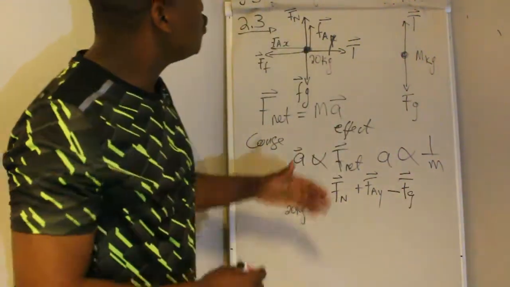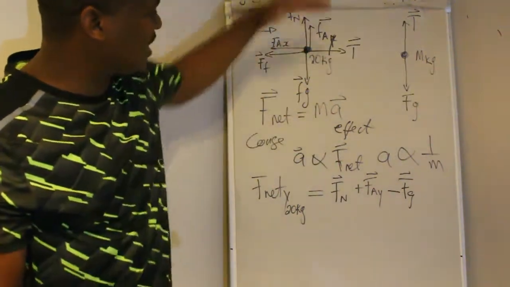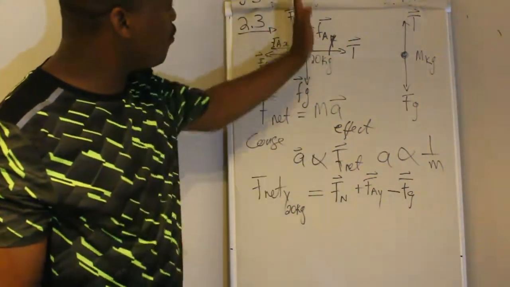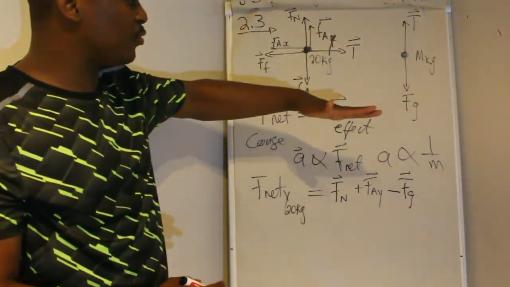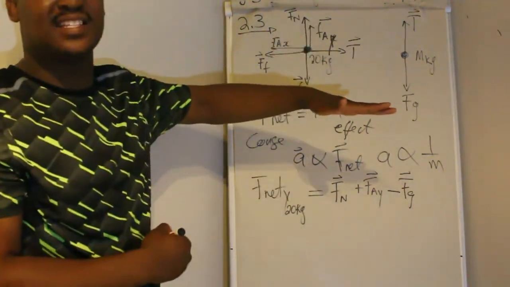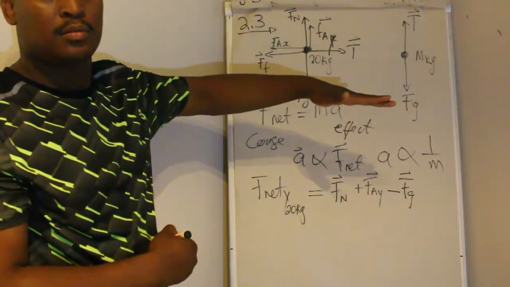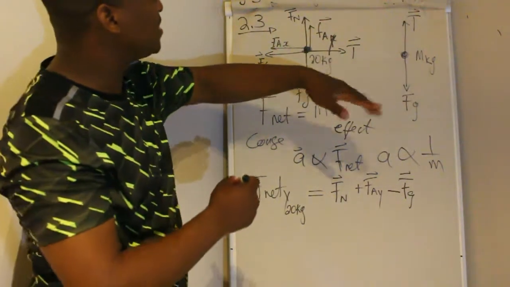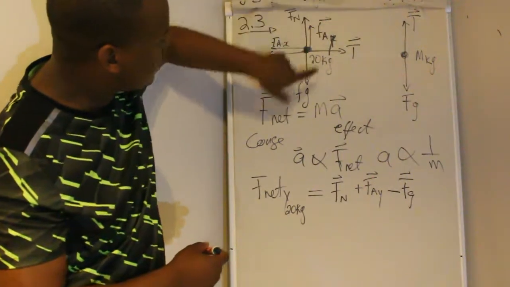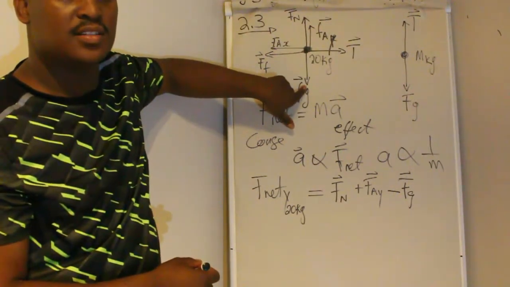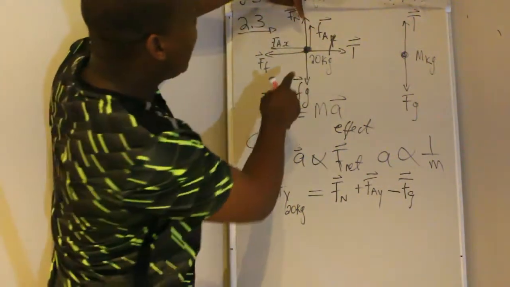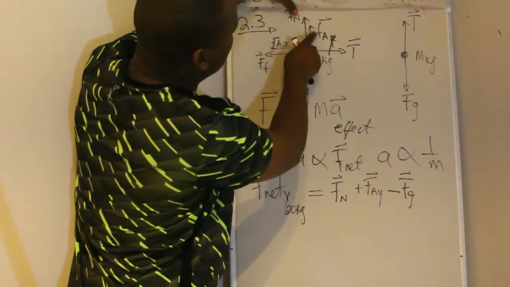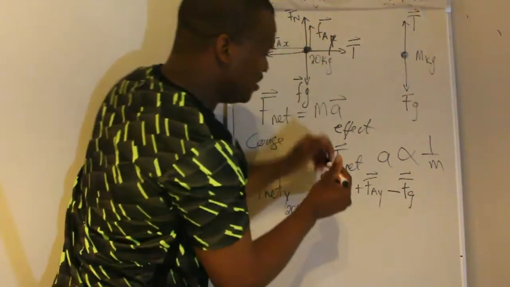So you don't have a motion in the vertical direction. This is not moving in that direction. It's sitting on the surface, which means these forces balance out. The sum of these two forces is equal to that one, which means if they are equal, these two forces minus this one should give you 0.